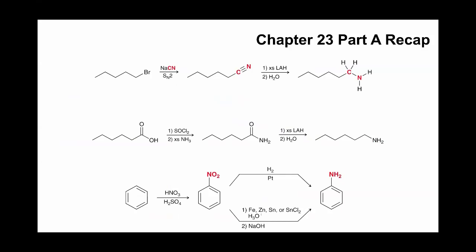All right, and then here we can look at ways that we've seen already to make amines. One of them is using an alkyl halide with sodium cyanide, doing an SN2 reaction, and then reducing it with excess lithium aluminum hydride. So this will make an amine, but it also adds a carbon.